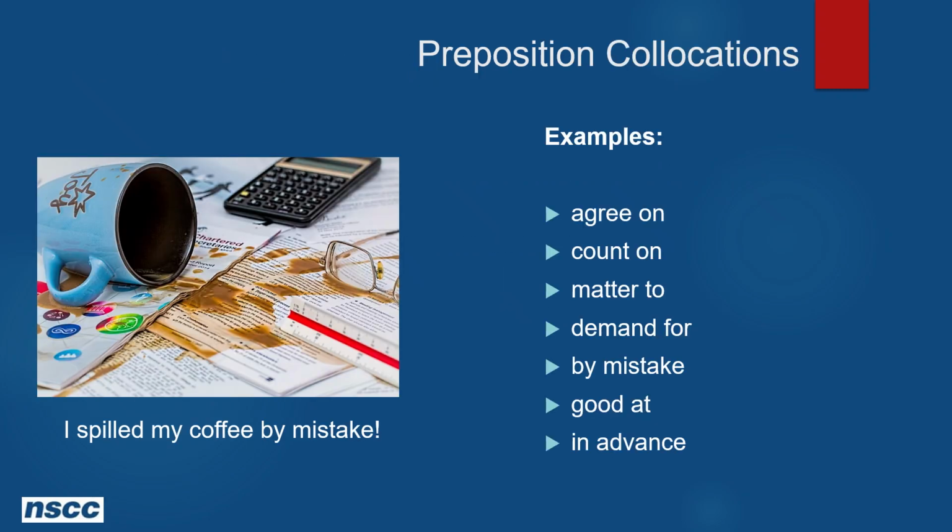Here are some other examples of common preposition collocations. Agree on, count on, matter to, demand for, by mistake, good at, in advance. For example, I spilled my coffee by mistake.